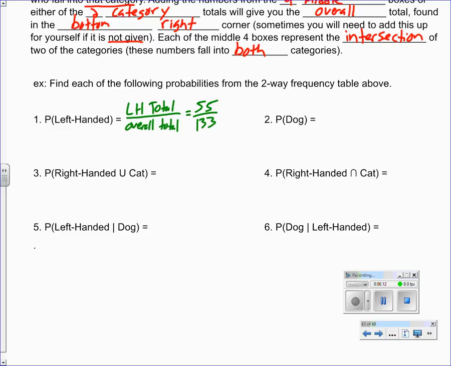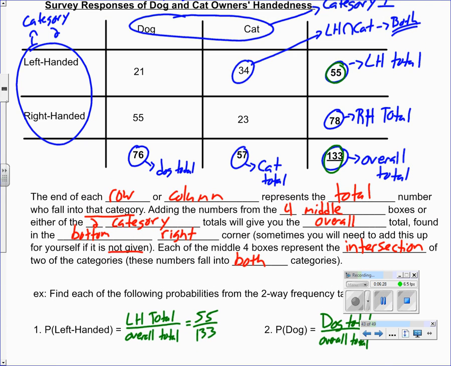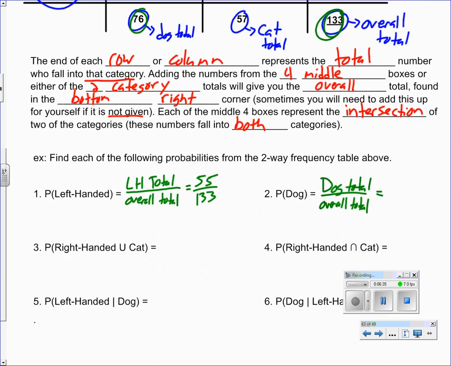Same idea for number two, we'd be looking for the dog total out of the overall total. Again, go back up to the table and find those two numbers. The dog total is located right here, the 76. Overall total is still 133. So 76 out of 133.